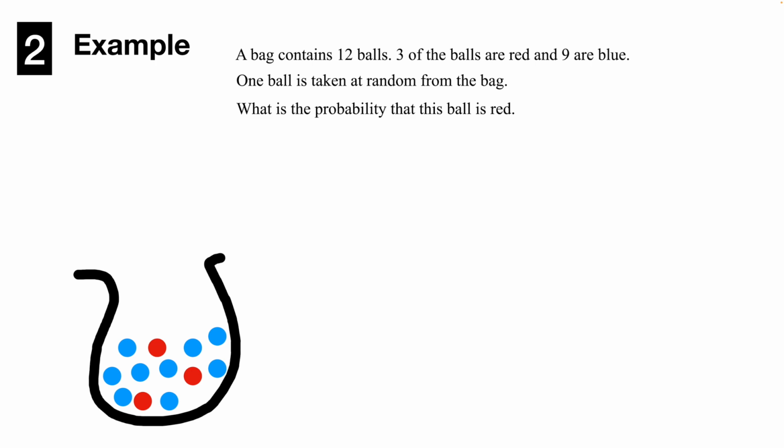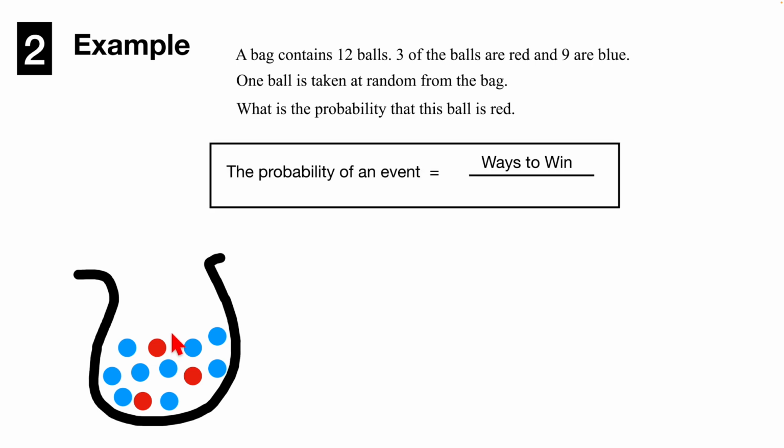Let's have a look at an example. A bag contains 12 balls. 3 of the balls are red, 9 are blue. That's all the balls. 1 ball is taken at random from the bag. What is the probability this ball is red? Well, each drawing of a ball, each individual ball, is a possible outcome. To state the formula, there are 3 ways of pulling out a red, but there are 3 plus 9 different possible outcomes, which is 12. 3 over 12 equals a quarter. Divide top and bottom by 3.